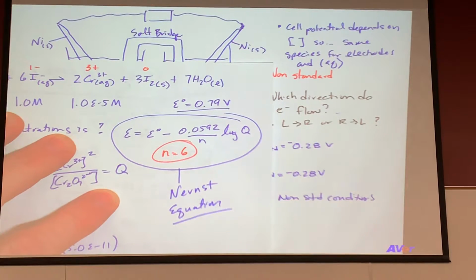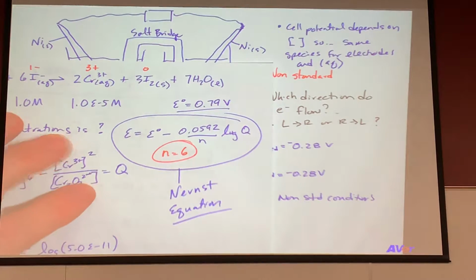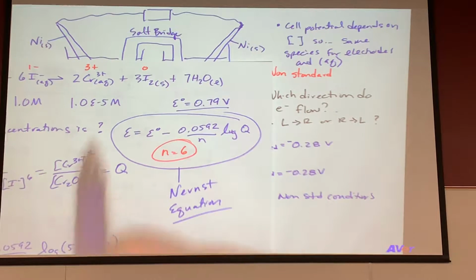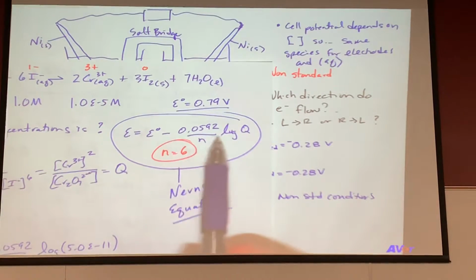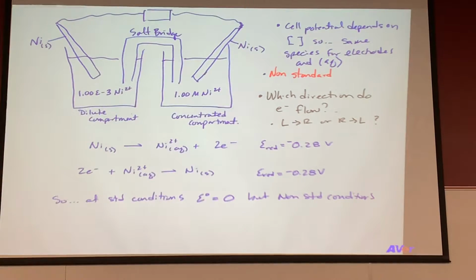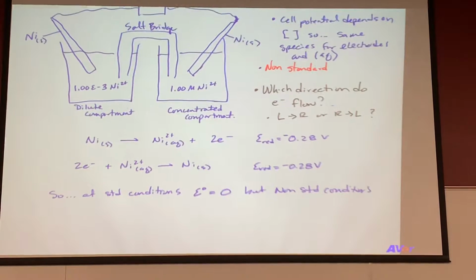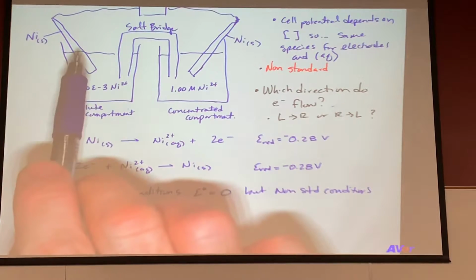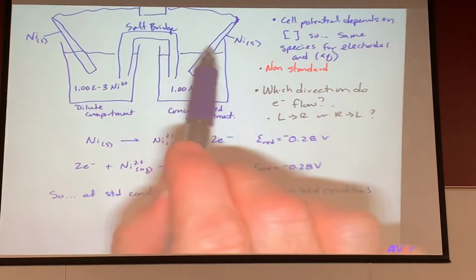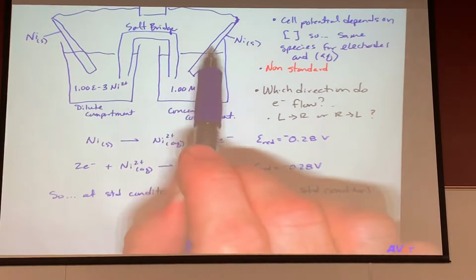Named after some guy, of course, but it's the Nernst equation. And it lets you figure out the cell potential for non-standard conditions. And in this case, it works for what's called a concentration cell. You can have cells like this one where you've got the same metal for the electrode, like I've drawn here.